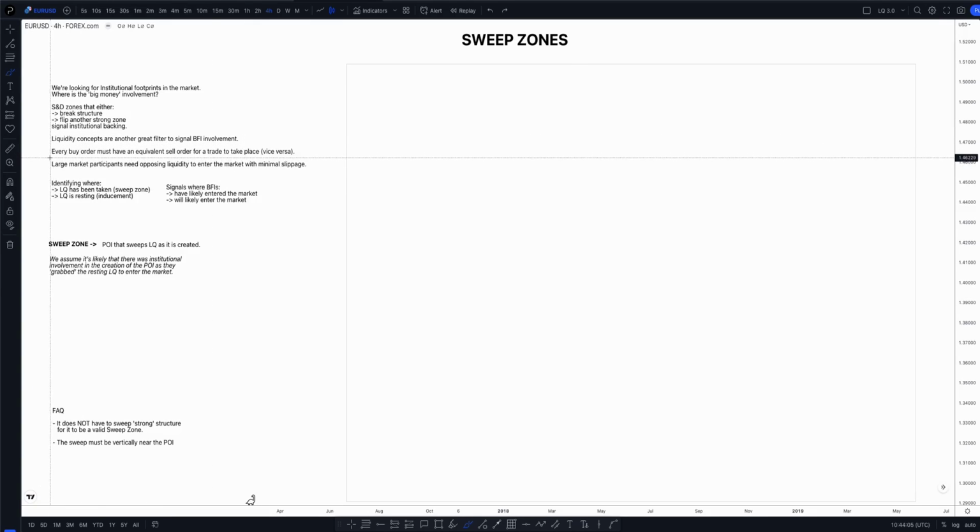So now, bringing a step back to what we talked about in the theory lesson, right? Every buy order must have an equivalent sell order for a trade to take place, okay? Like I said, if you need to buy 10 apples at $2, you need someone selling at least 10 apples for $2, right? Otherwise, there can be no trade taking place, okay? So if you're a large market participant, you're going to need the equal and opposing liquidity to enter the market with minimal slippage, okay?